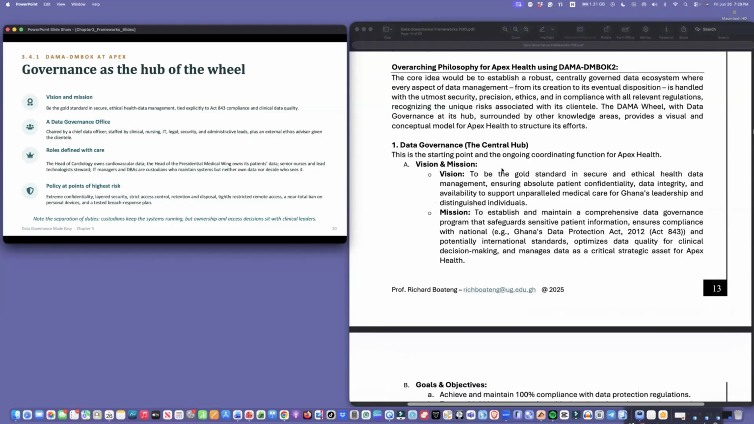Now, this one at this stage will tell us about the vision and the mission of the organization. So, for example, they will state that to be a gold standard in secure healthcare data management, tied especially to Act 843, which is coming from our Data Protection Act, and compliance and clinical data quality. So, on the healthcare sector, they are working on clinical data quality. So that's the mission and the vision.